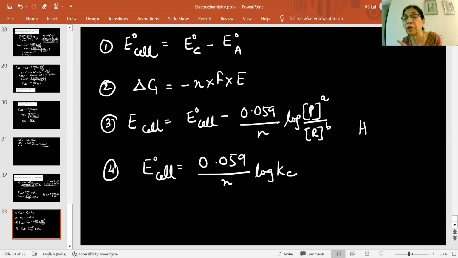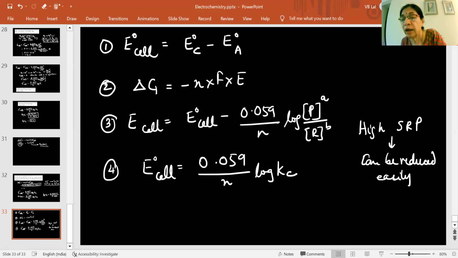High reduction potential, high SRP, high standard reduction potential. High SRP means what? That means it can be reduced easily. And if it can be reduced easily, then what is the next thing you should understand? It's a good oxidizing agent.